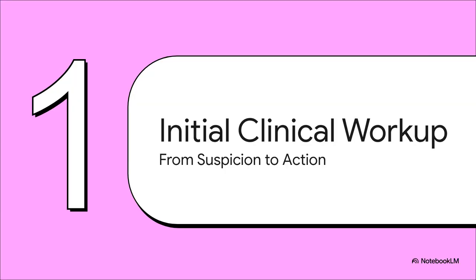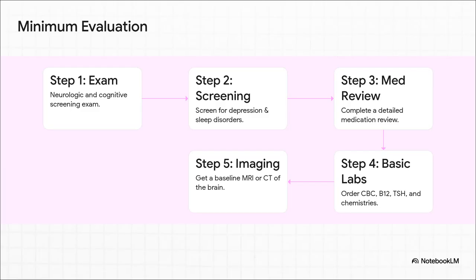All right, so let's get down to brass tacks. How do you go from that worried family in your office to a real systematic workup? This part is huge. It's the foundation for everything that follows. You really have to nail this. So thankfully, we have a great roadmap from the American Academy of Neurology. Just think of this as your 5 essential steps for every one of these patients.